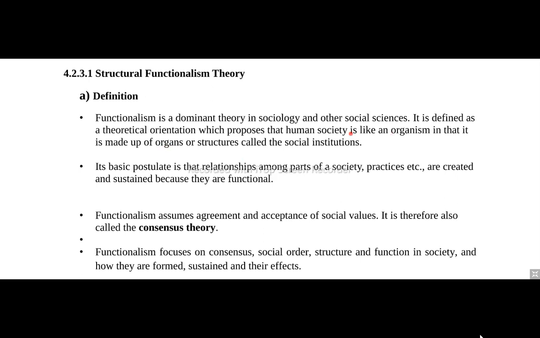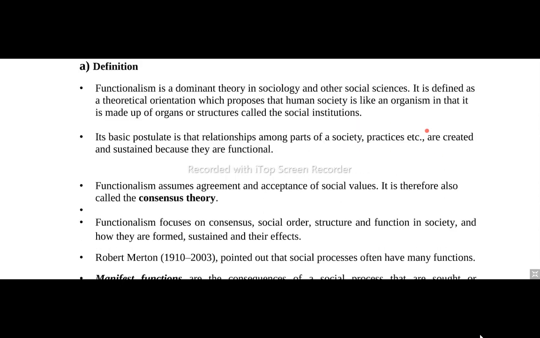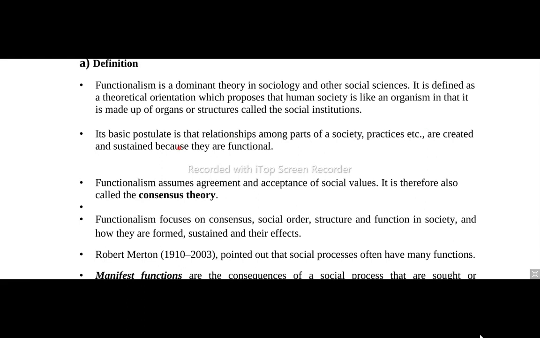So the same thing happens in human society. According to this theory, human society is like an organism, and it's made up of organs. And these organs are called social institutions. That is the definition. Its basic postulate is that relationships among parts of a society, practices, etc., are created and sustained because they are functional.